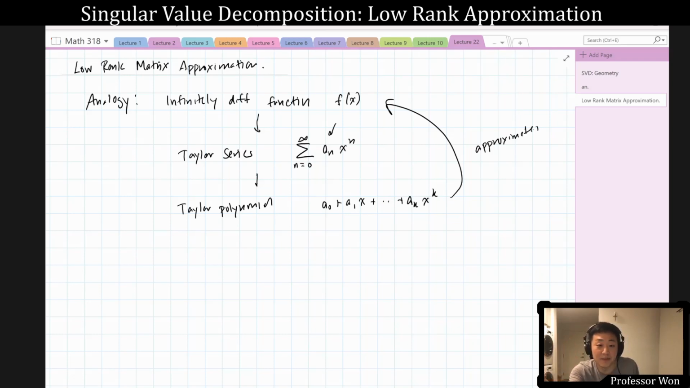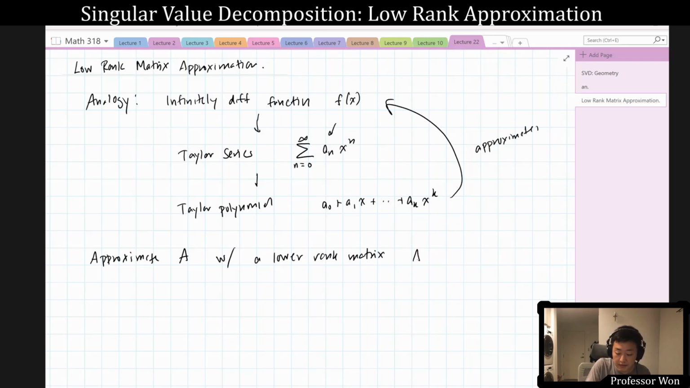So oftentimes you want to approximate some complicated object with simpler objects. And low rank matrices are simpler than high rank matrices, because low rank matrices have smaller column spaces. There are fewer linearly independent columns or fewer linearly independent rows. So what we'd like to do is approximate a matrix A with a lower rank matrix. Let's just call it A prime for now.